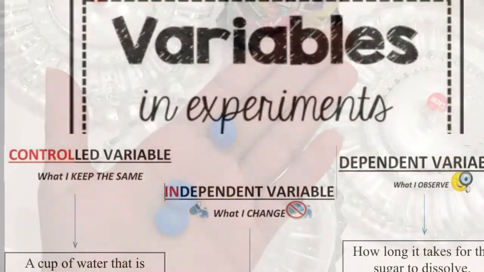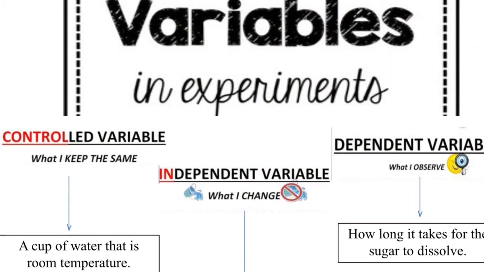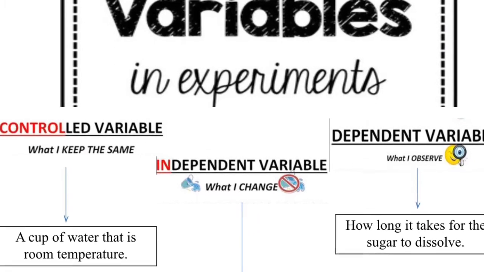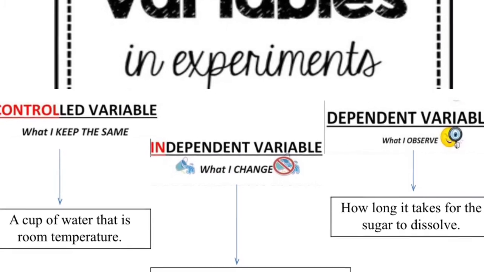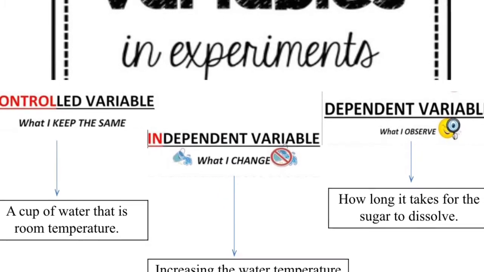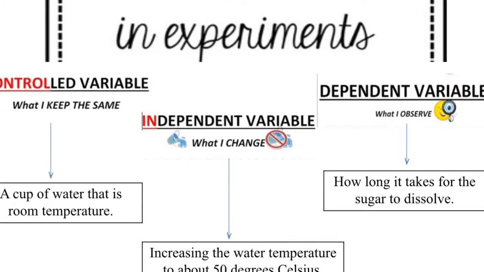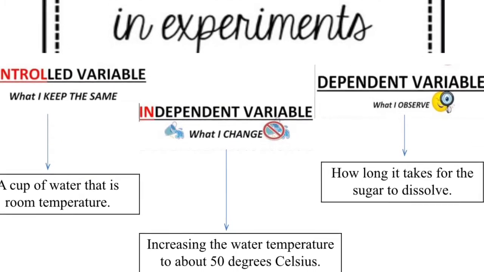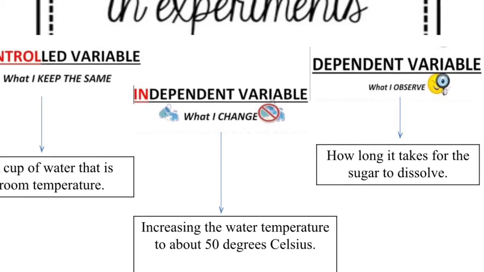about 1 minute. In the variable section, I have a control variable, which is kept the same, and in my experiment it is the room temperature water. The independent variable is increasing the water temperature to about 50 degrees Celsius. The dependent variable is what I observe, which is how long it takes for the sugar to dissolve.